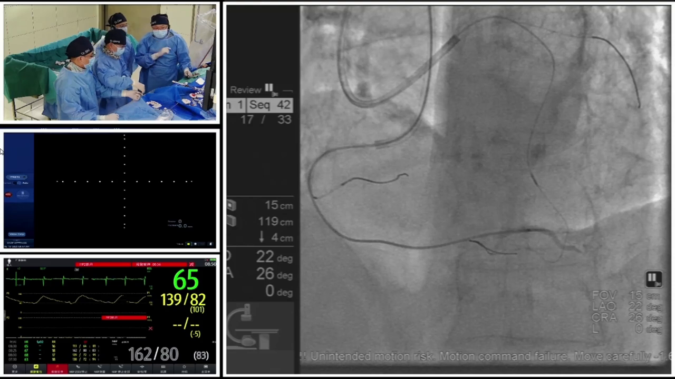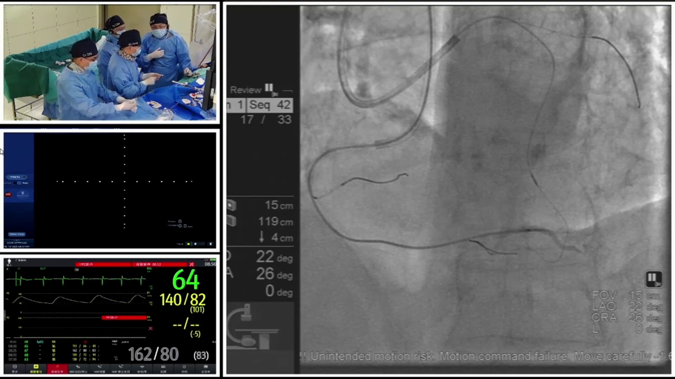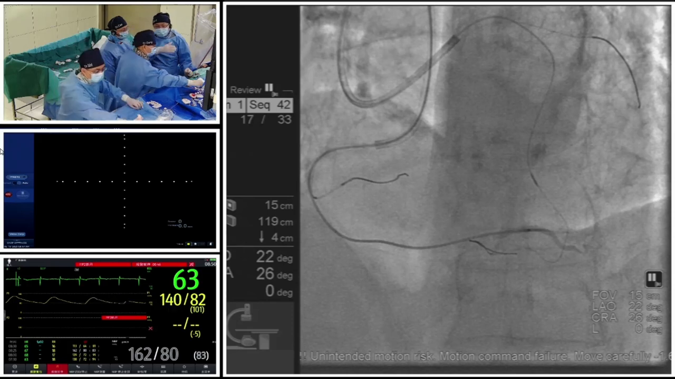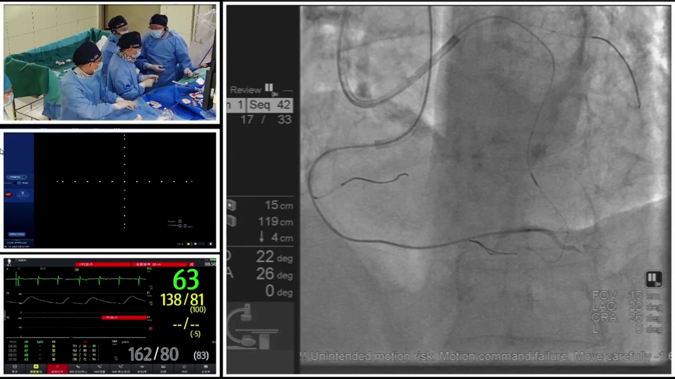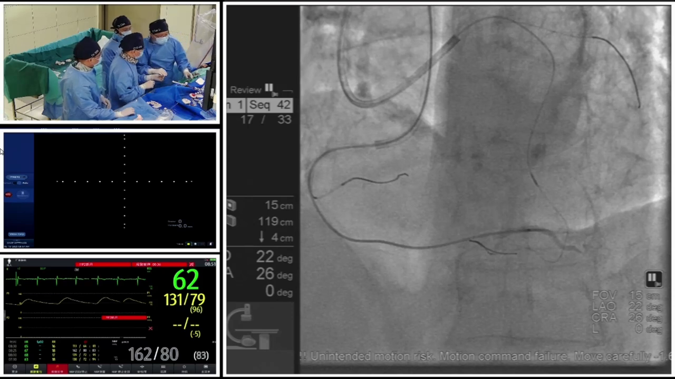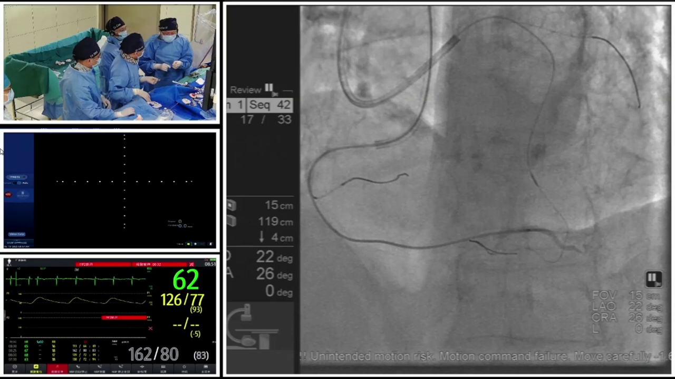Next, we will advance the workhorse wire, and we store this one and do IVUS. Then use a dual lumen catheter to advance another two wires to the posterolateral branch and the PDA, and then stent the patient. Even if the wire is in some segment in the subintima space, it doesn't matter.